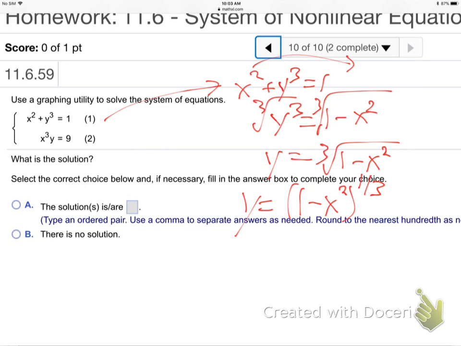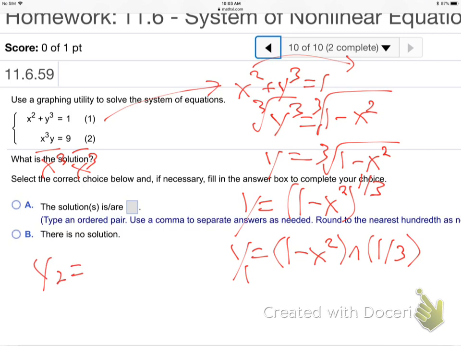And so what that means is you can type it into your calculator: 1 minus x squared to the 1/3 power, like that. The other one, you would just divide by x cubed. So that'd be y1. y2 would just be 9 divided by x to the third. Type them in. Hit the intersect button. And you got it. Does that one come out nice?